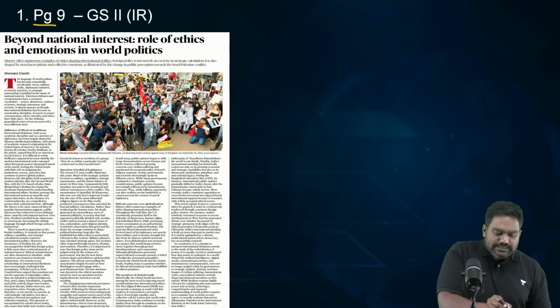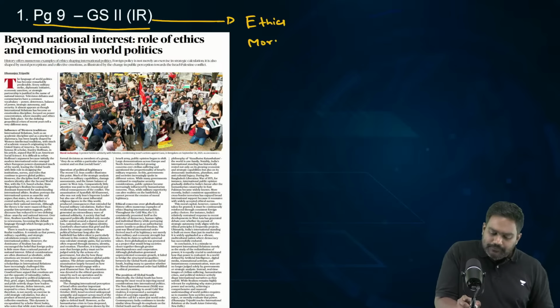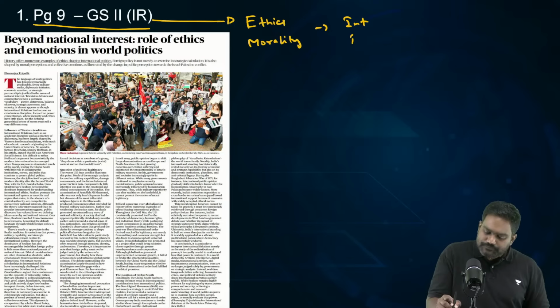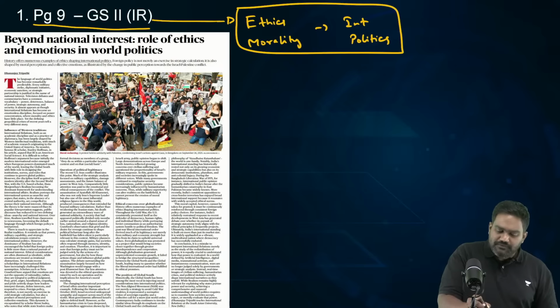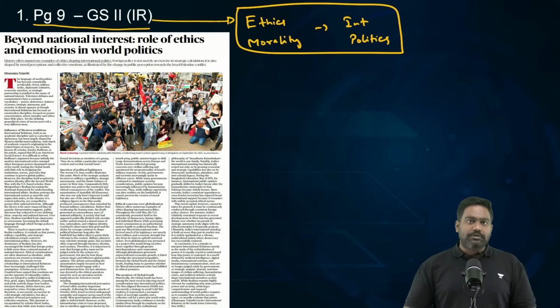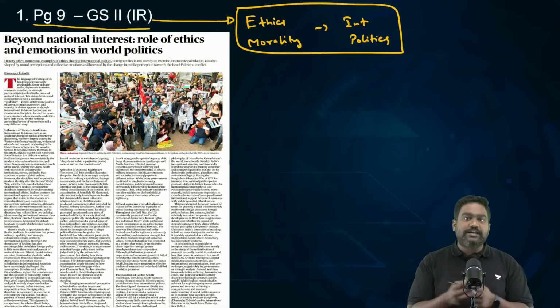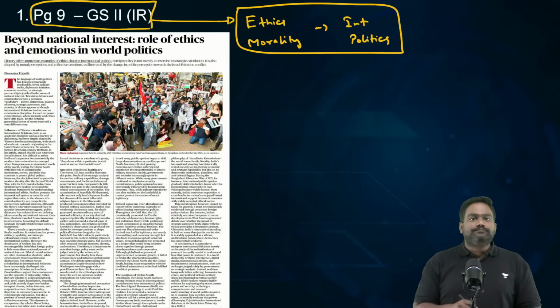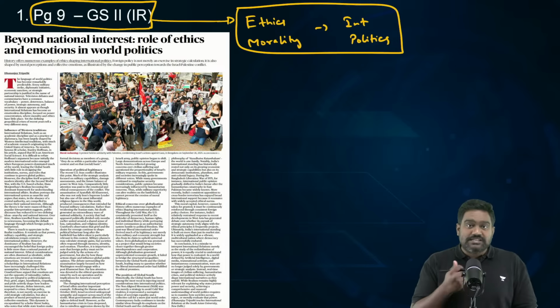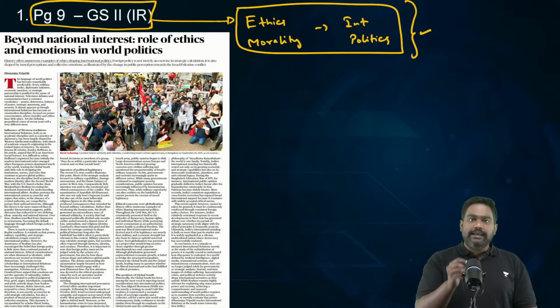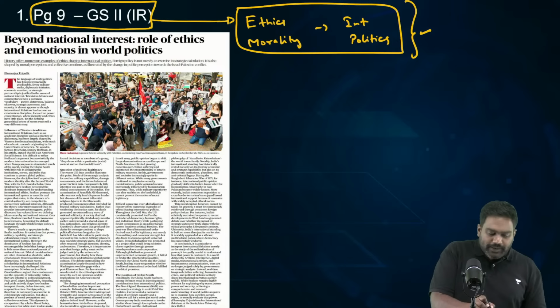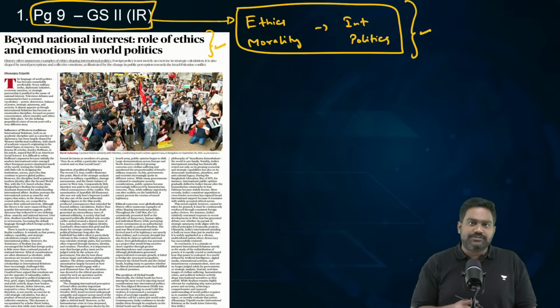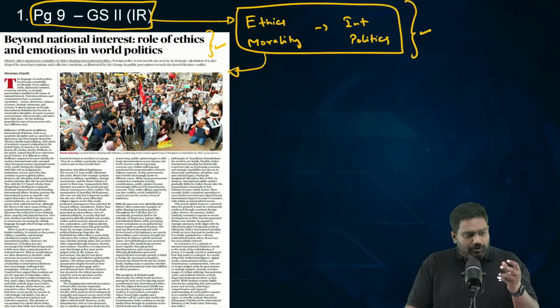On page number 9, there's a detailed article on the topic of ethics and morality in international politics. It's a very interesting and insightful article which can be very helpful for the mains exam, not just for GS paper 2 under international relations, but even for a possible essay topic. This article proposes the idea that moral values, ethical considerations, principles, they still play an important role in guiding international relations and foreign policy. The writer is arguing that foreign policy is not just about protecting national interests, it goes beyond that. And no foreign policy can be devoid of its idealistic principles and roots, which provides that moral guidance to the foreign policy of a nation.